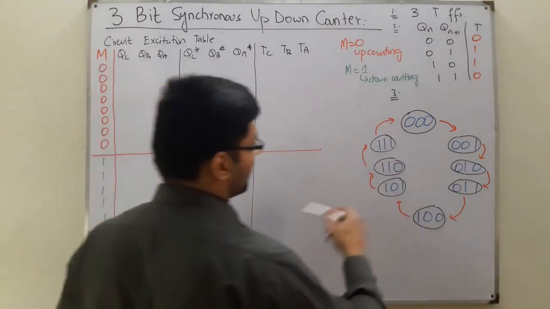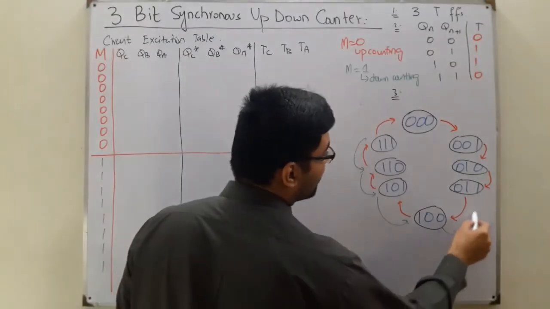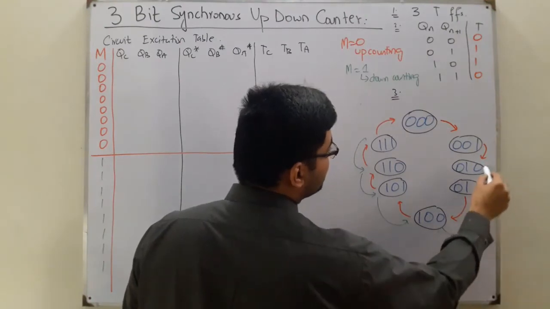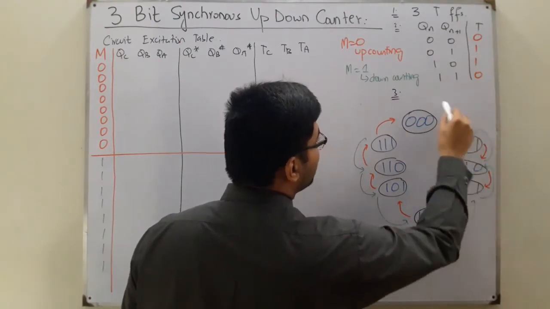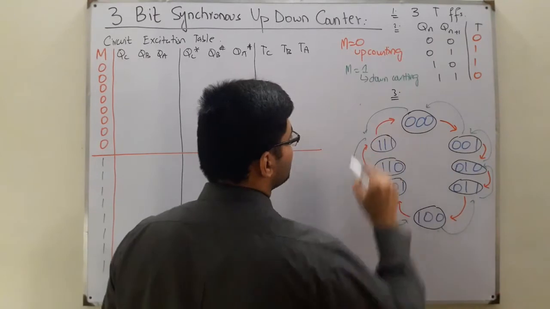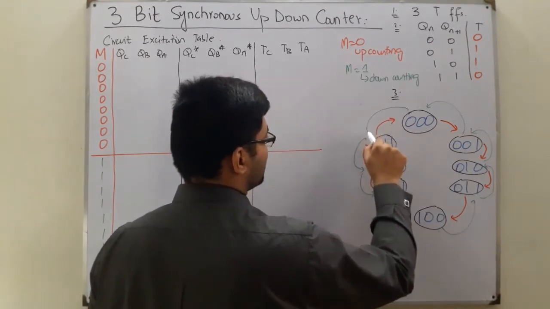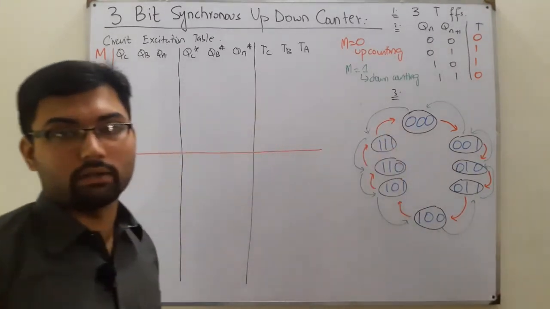Similarly for down counting, from 7 to 6, 6 to 5, 5 to 4, 4 to 3, 3 to 2, 2 to 1, and 1 to 0, and from 0 back to 7. So this is the scenario for down counting, all right?